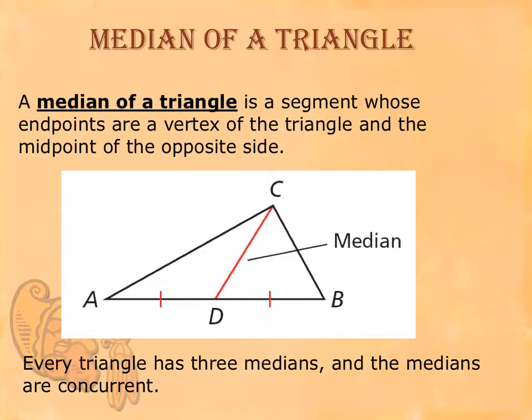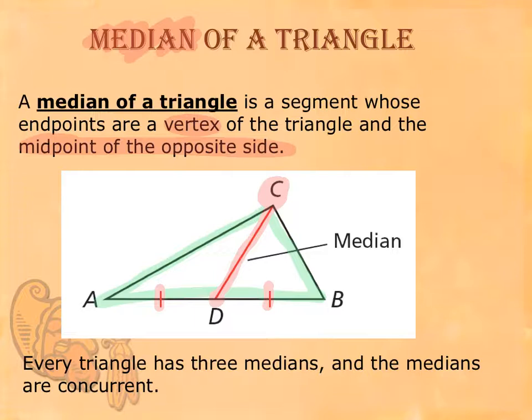So we start with the median of a triangle. The median of a triangle is the segment whose endpoints are a vertex of the triangle and the midpoint of the opposite side. So this median connects the vertex to the midpoint of the opposite side of the triangle. In triangle ABC, the median that's shown is CD because it starts at C, which is one of the vertices of the triangle, and it hits the opposite side at its midpoint, which we know because of the congruent marks.